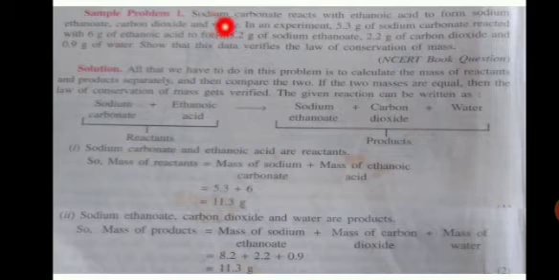The question is, sodium carbonate reacts with ethanoic acid to form sodium ethanoate, carbon dioxide and water. In an experiment, 5.3 gram of sodium carbonate reacted with 6 gram of ethanoic acid to form 8.2 gram of sodium ethanoate, 2.2 gram of carbon dioxide and 0.9 gram of water. Show that this data verifies the law of conservation of mass. So here also the question is verification whether the law of conservation of mass is satisfied by this reaction.